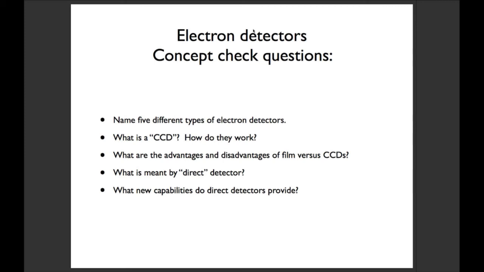What new capabilities do direct detectors provide? I think one of the major things about these direct detectors is that you can run in what's called a movie mode. So you're no longer taking a 500 millisecond quick shot of an image. Depending on the camera, you can take a 10 or a 40-second movie, and correct for drift over that time. It increases the signal that you can get from each image and the resolution from each image.